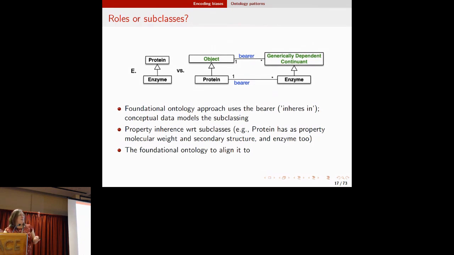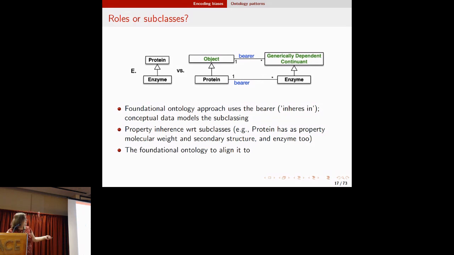Again, the foundational ontology approach is the one on the right-hand side, and again, you have the choice of which foundational ontology you're going to use. Another design decision that is relevant here is this notion of property inheritance. Because on the left-hand side, if you give protein a property, for instance a molecular weight and a secondary structure, it gets inherited by the enzyme, and we can have that information about the enzyme as well. And we get that for free, basically purely by the principles and semantics of the logic and of the modeling language.